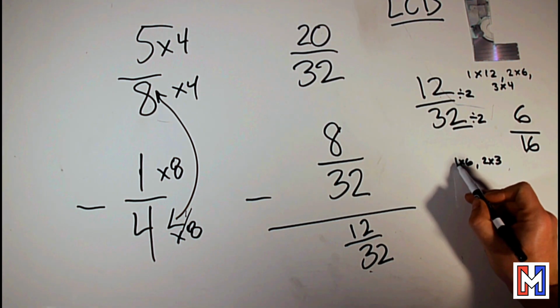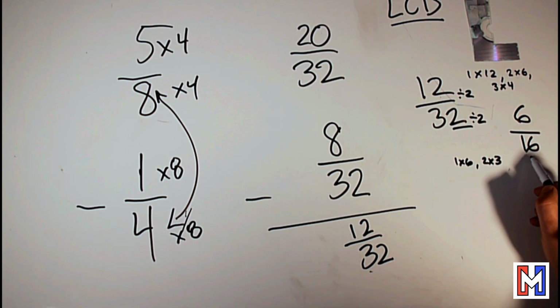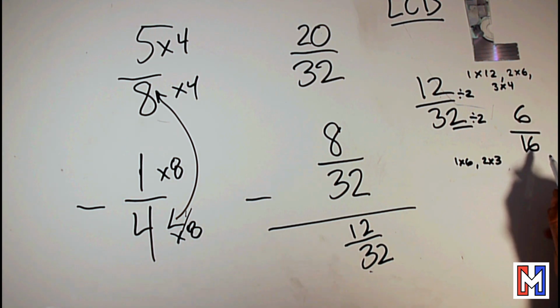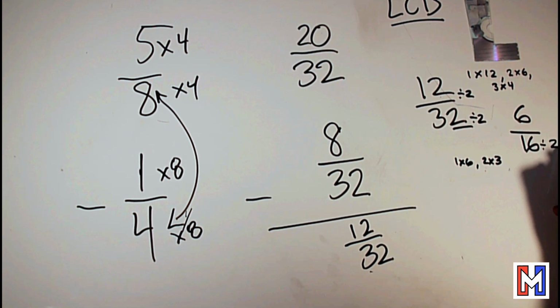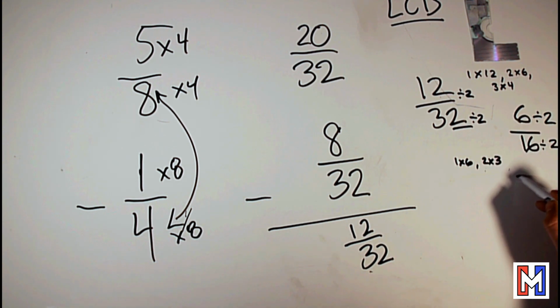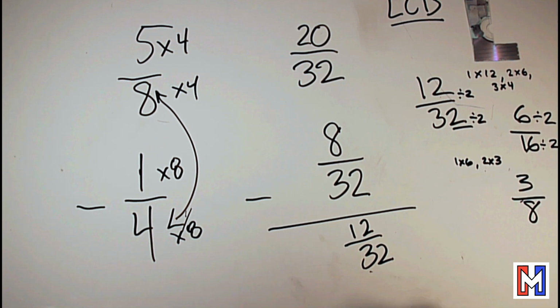So I'm not going to use 1. I could try 6. 6 times what is 16? Well, that doesn't work. How about 2? Well, if you remember that rule from what we just did, any number that ends in an even number is divisible by 2. It can be evenly divided by 2. So 16 divided by 2 and 6 divided by 2. 6 divided by 2 is 3. 16 divided by 2 is 8.